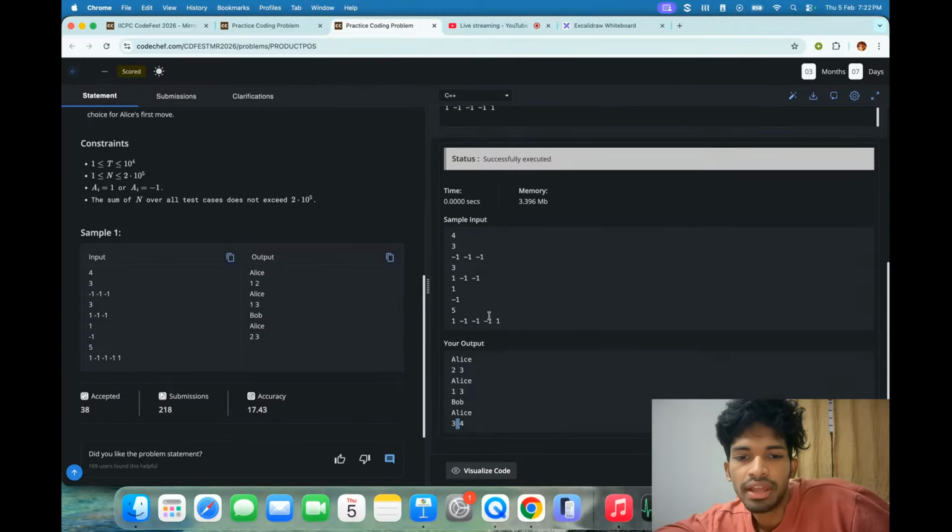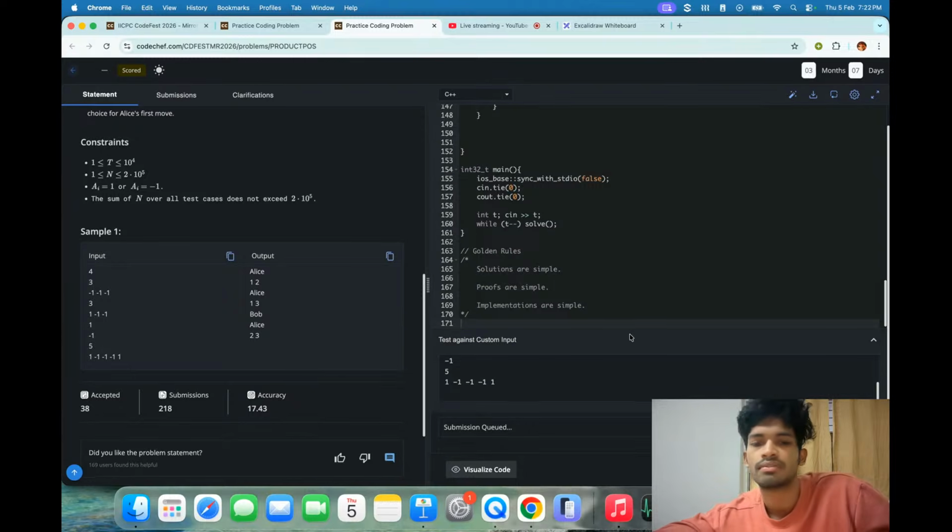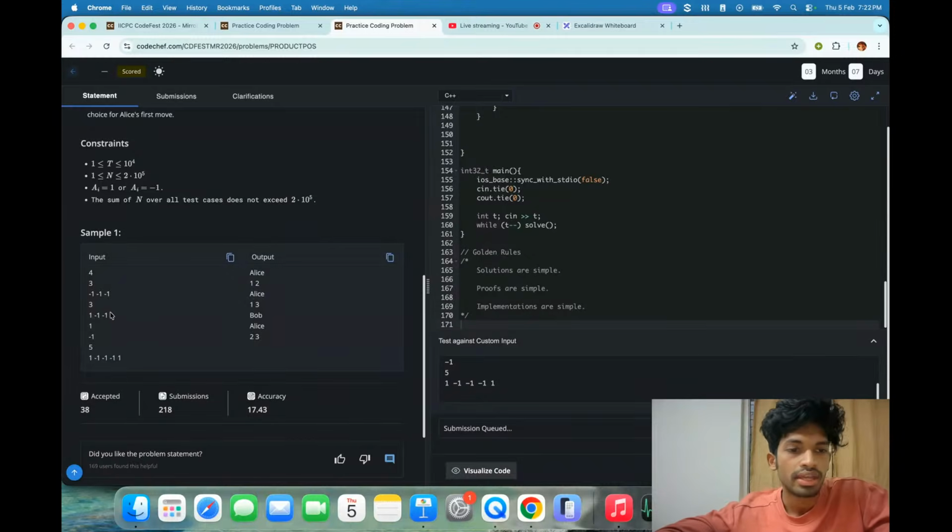So we are removing 3 and 4. If you remove 3 and 4, yeah, it's good. Removing 1 and 3. Let's just submit it. Here we are removing 1 and 3.